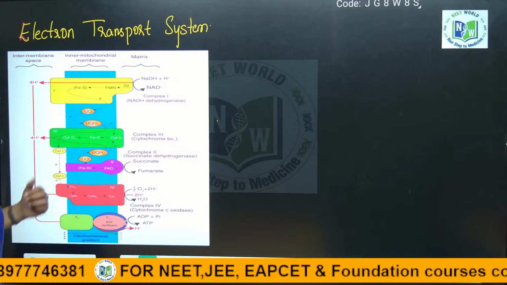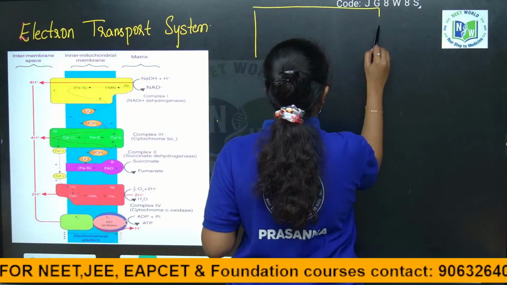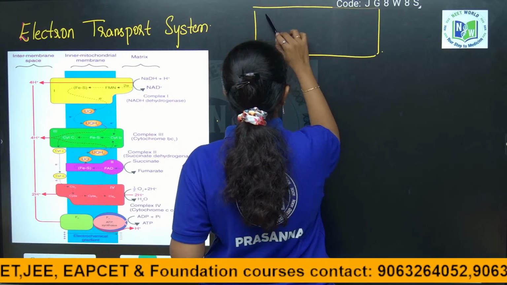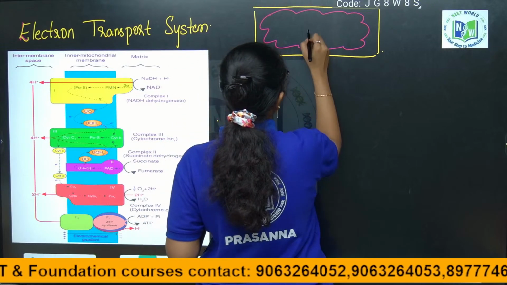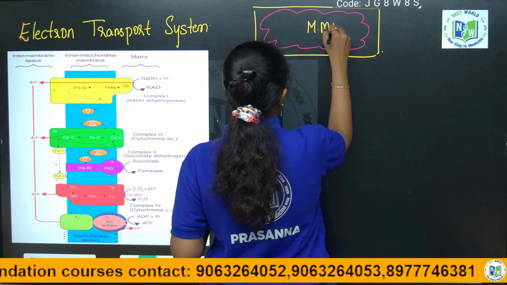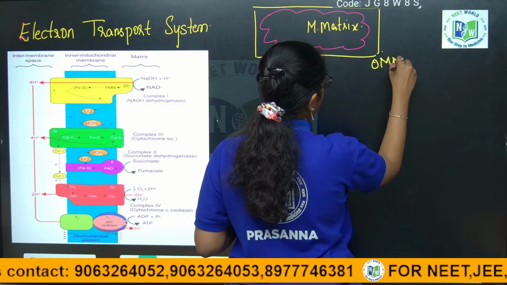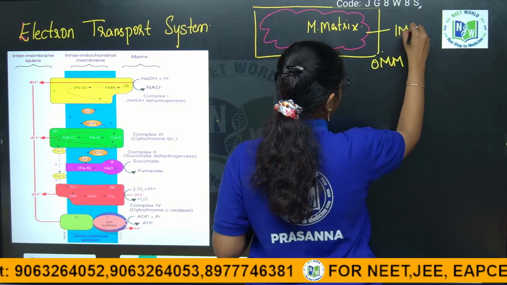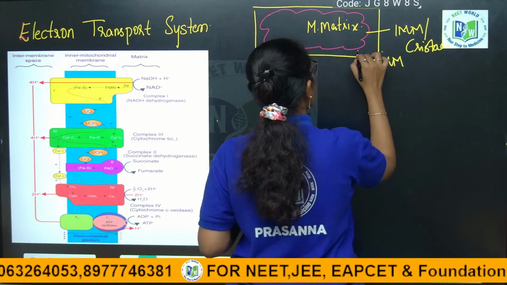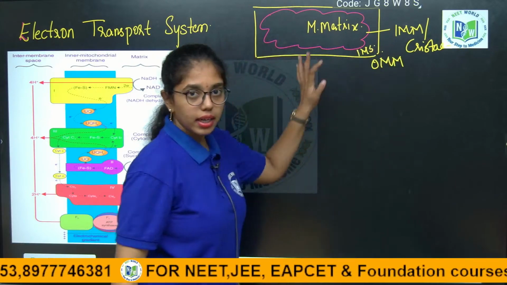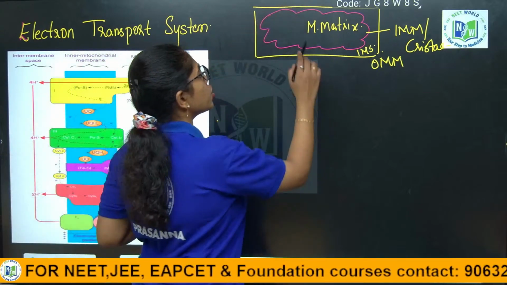Yes. If you look here, the electron transport system, and once again if we consider the mitochondria, this is the outer mitochondrial membrane, and this is the inner mitochondrial membrane, which is also called cristae, and this is the mitochondrial matrix. This is the intermembrane space. Clear now? Inside the mitochondrial matrix all the energy rich molecules are present.